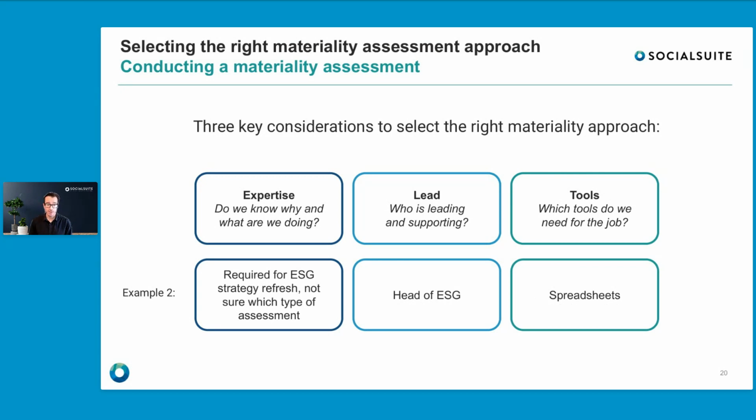But there might be other scenarios where you do know there is a requirement for a strategy refresh. So the head of ESG in a business has been given the task to update our ESG or sustainability strategy. Maybe the board has mandated that, but the head of ESG is not entirely sure what the right type of assessment would be to inform that strategy. Well, we know that the materiality assessment will give you some focus, but is it better to do financial, impact or double materiality? So we might not be clear there yet.